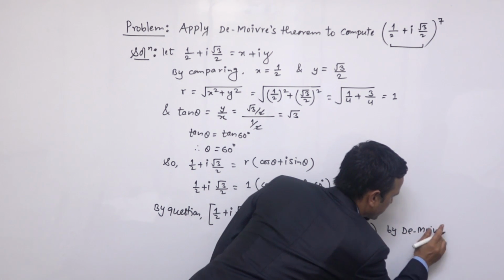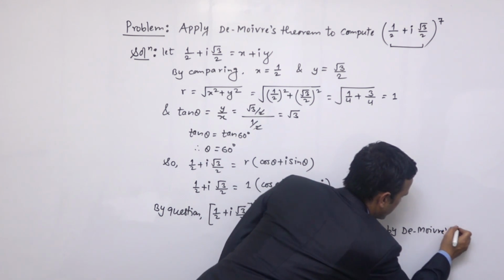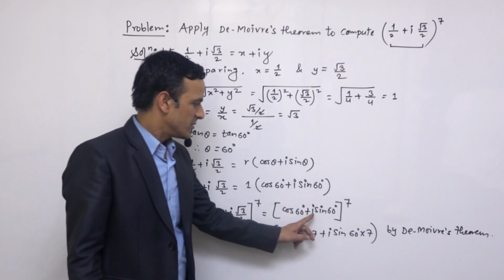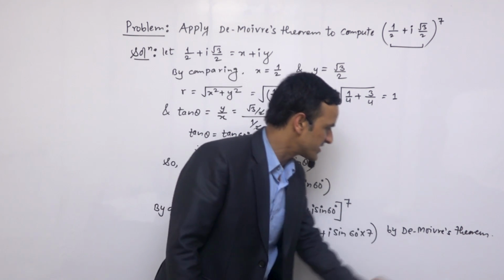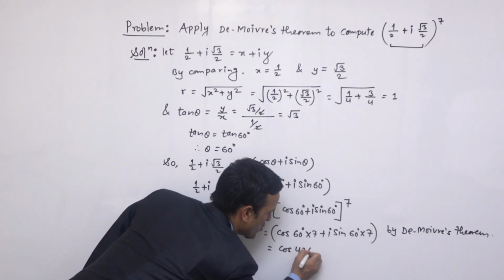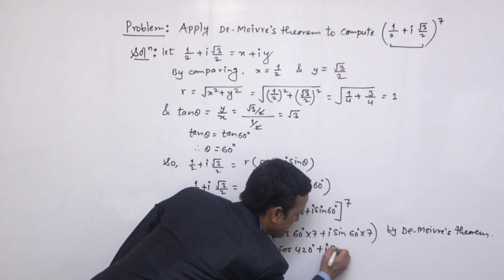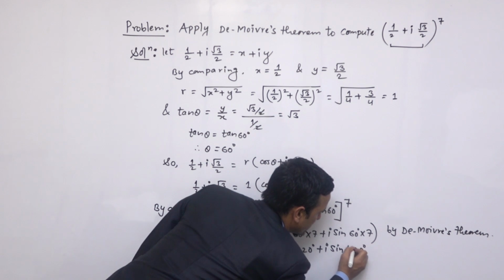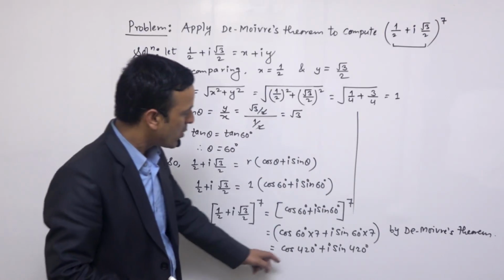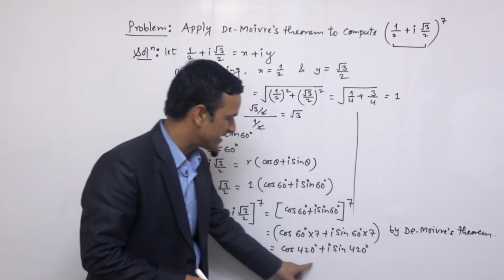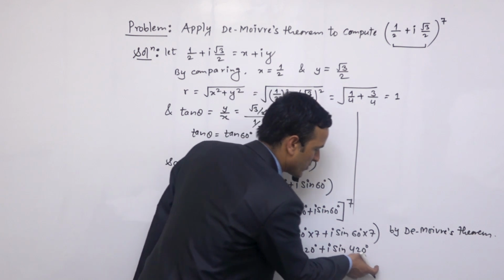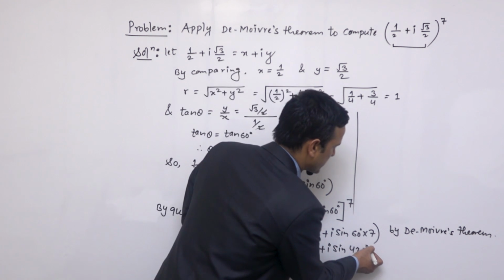De Moivre's theorem. यो स्टेपबाट यो स्टेप आउनुको पछाडि de Moivre's theorem युज भयो. Now we can put cos 7 गुणा 60 is 420 plus i sin 420. So in this way we can apply de Moivre's theorem. Okay, now we can calculate the value of this expression. If you multiply this one we get cos 420 plus i sin 420.